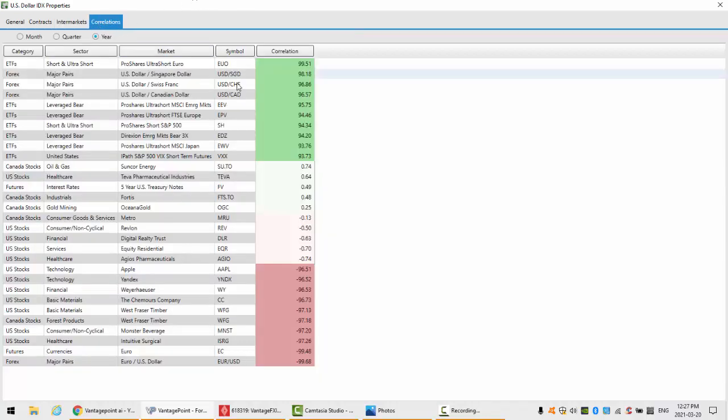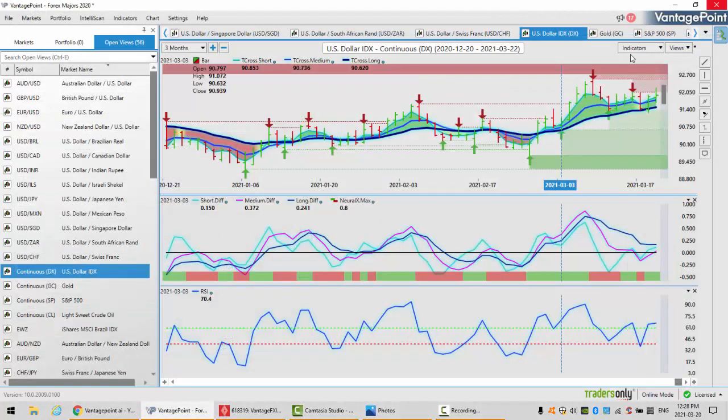So when we look at it even closer, we can say, okay, these particular markets have a 93% correlation. So not only does it allow us to do analysis on the dollar index, but it also allows us to do analysis on multiple other components of the dollar index that are driving it.